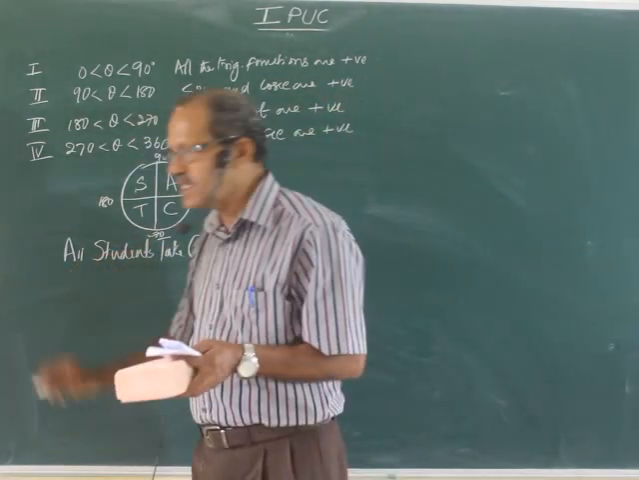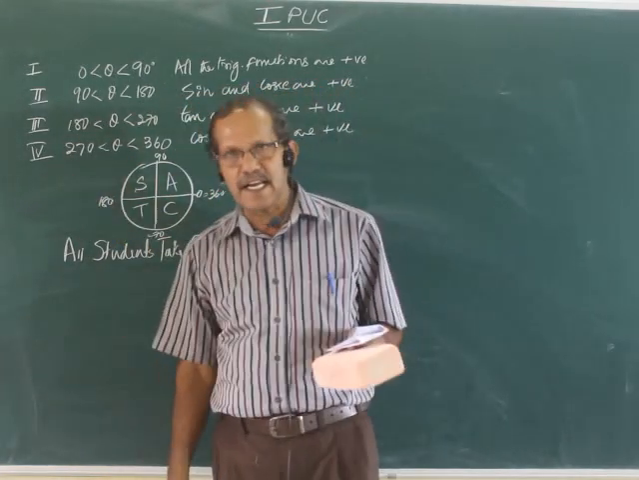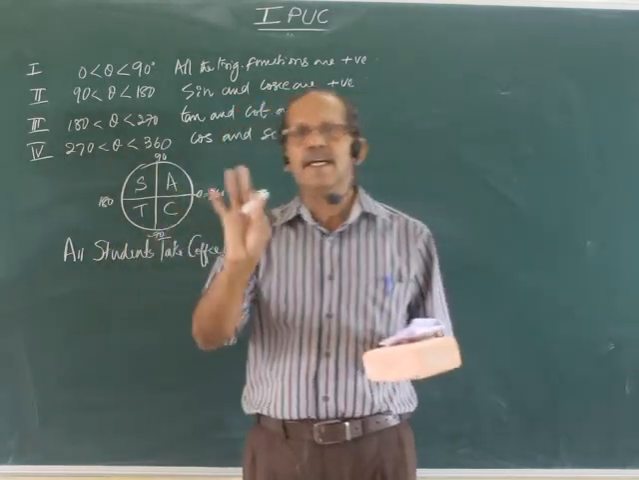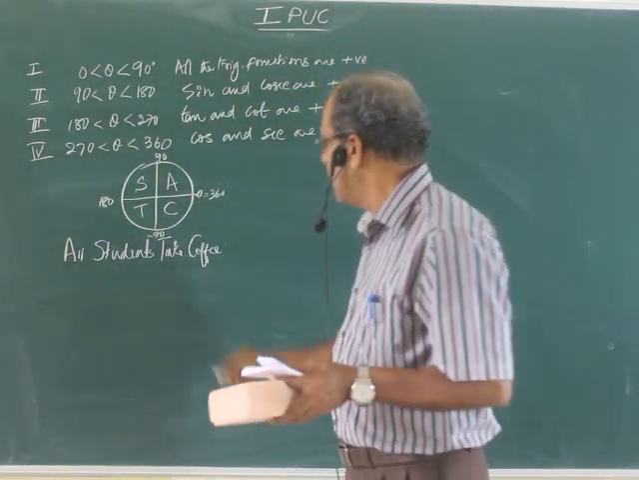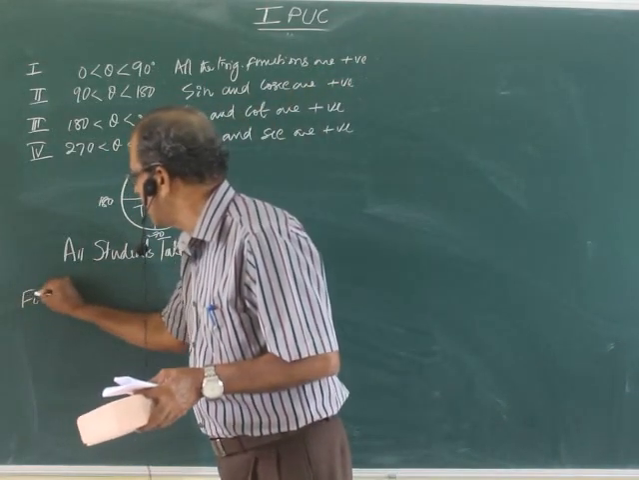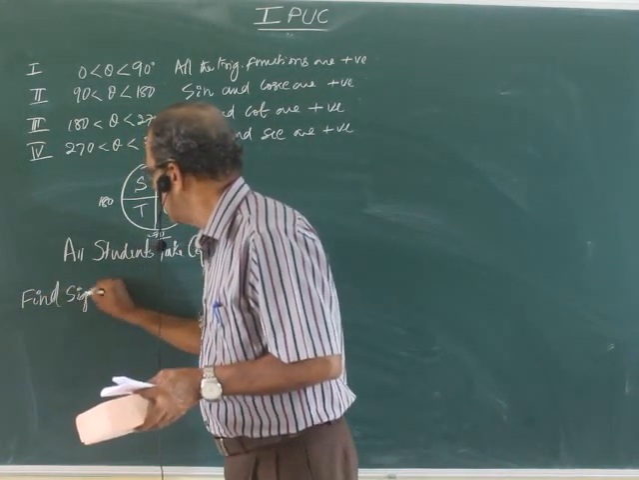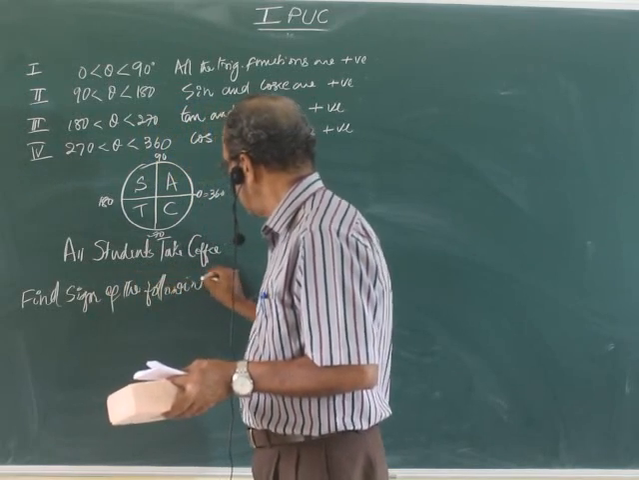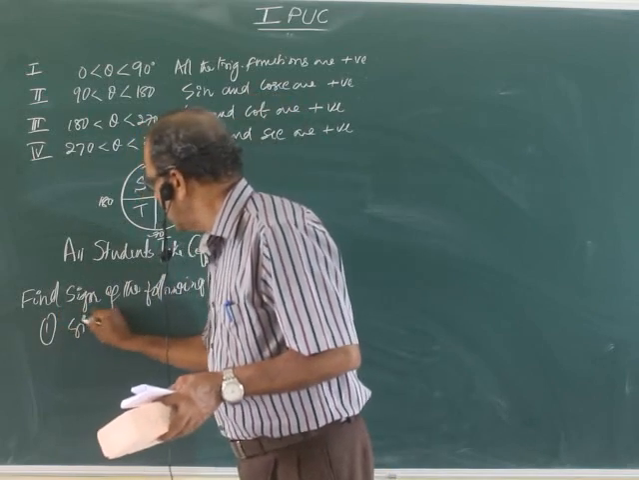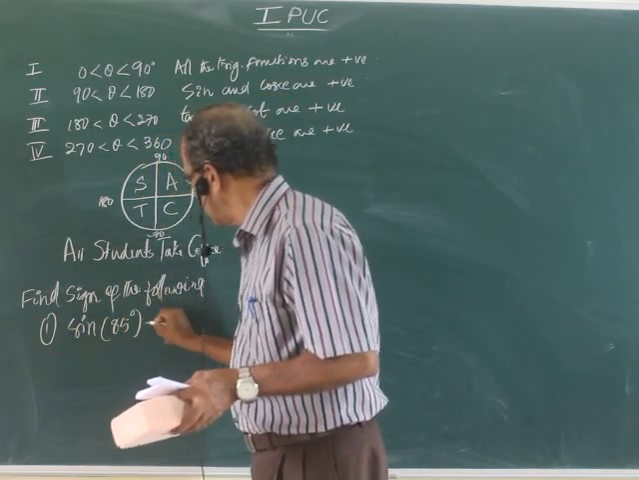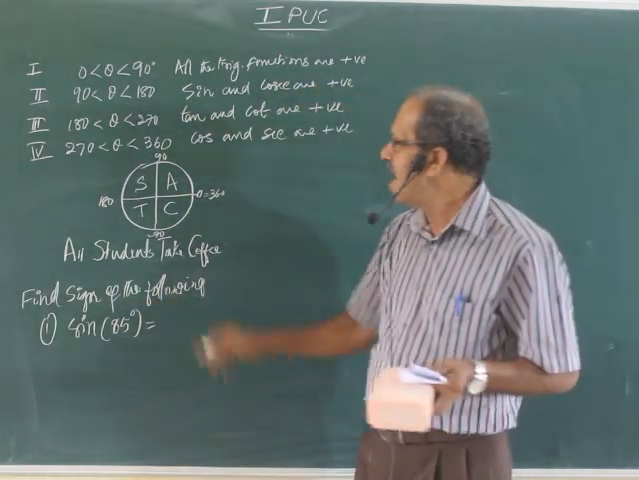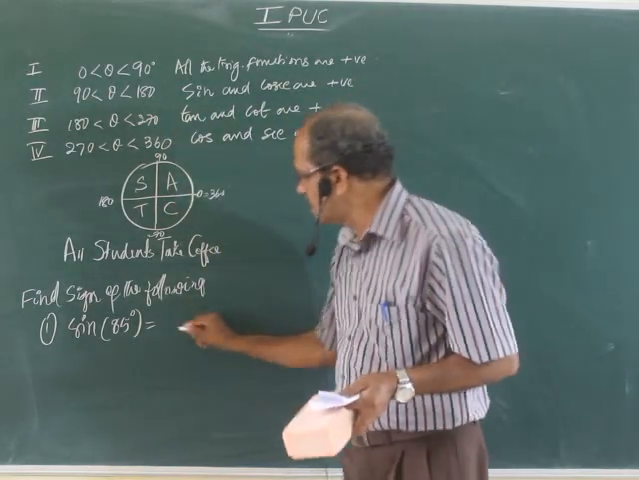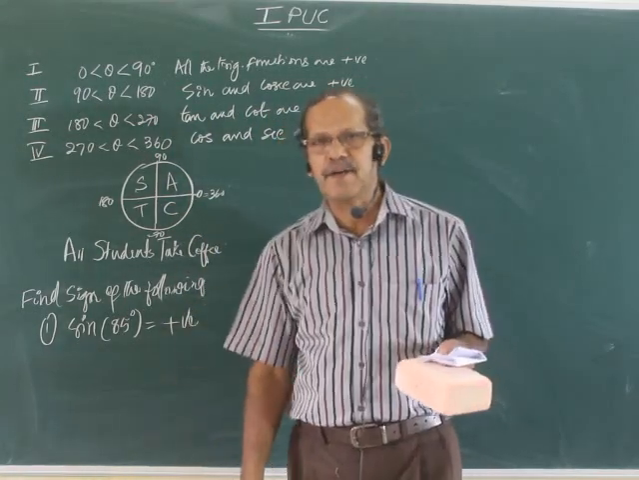I have given certain examples also. Let me take some more examples, because trigonometry is a little complicated. Without understanding this clearly, it is very difficult to remember. Find the sign of the following. Sine 85 degree. No doubt it is first quadrant, angle less than 90, greater than 0. All are positive, so you need not bother, write straight away plus.